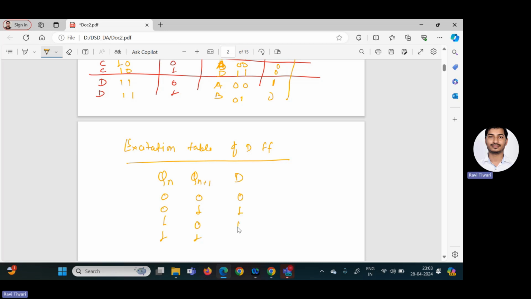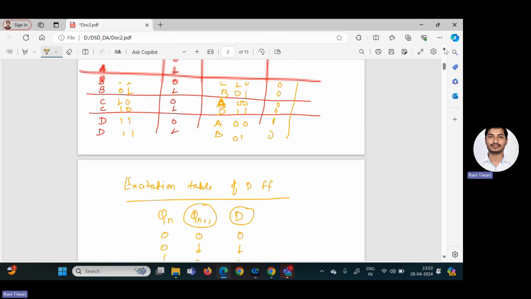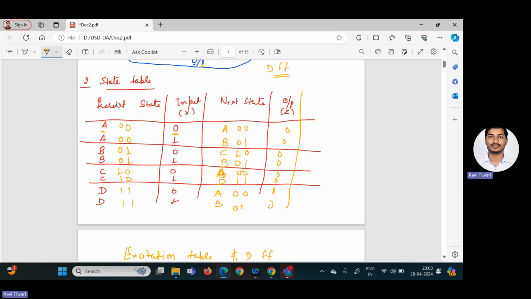Output will be 0, 1, 0, 1. So the best part here is what? Whatever will be the next state, it is similar to your D. Now you compare the values. Here I am considering this is Q2, this is Q1. Similarly, this is Q2 plus 1 and this is Q1 plus 1. Just to tell, this is the present state and this is the next state. Q2 and Q2 plus 1.